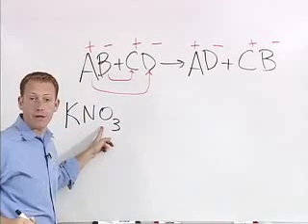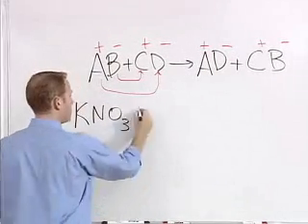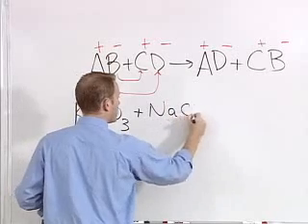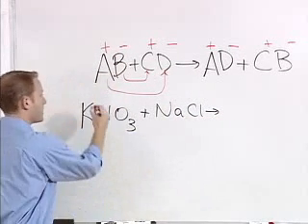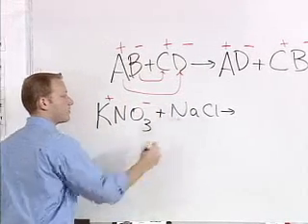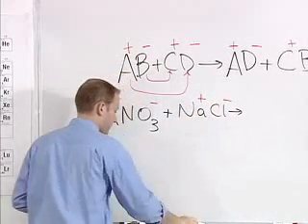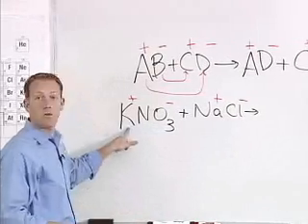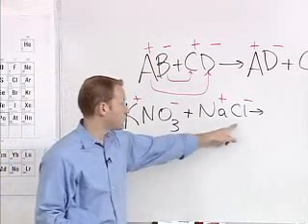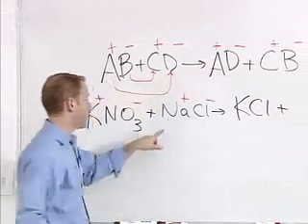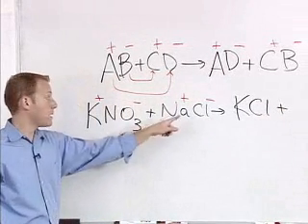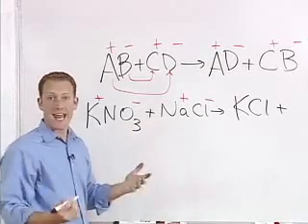Let's say I had KNO3, which is part of a polyatomic ion, plus NaCl. Well, we know K is plus 1, NO3 is negative 1, Na is positive, Cl is negative. So what are the products? Well, positive, negative. K goes with Cl, and Na goes with NO3. Which comes first? Na is positive, NO3 is negative. NaNO3.